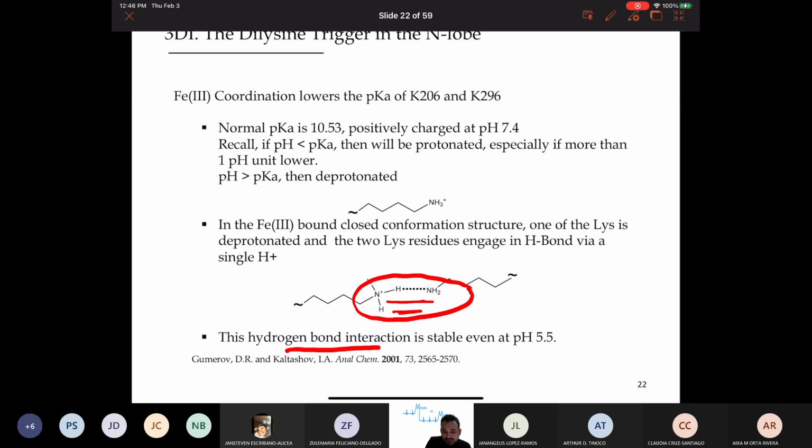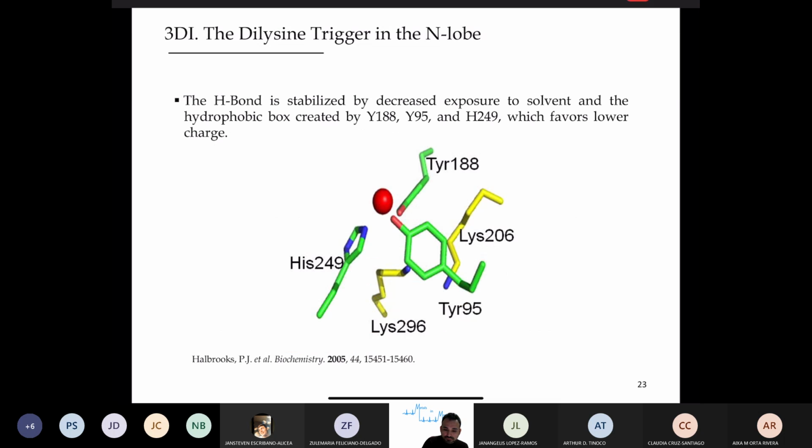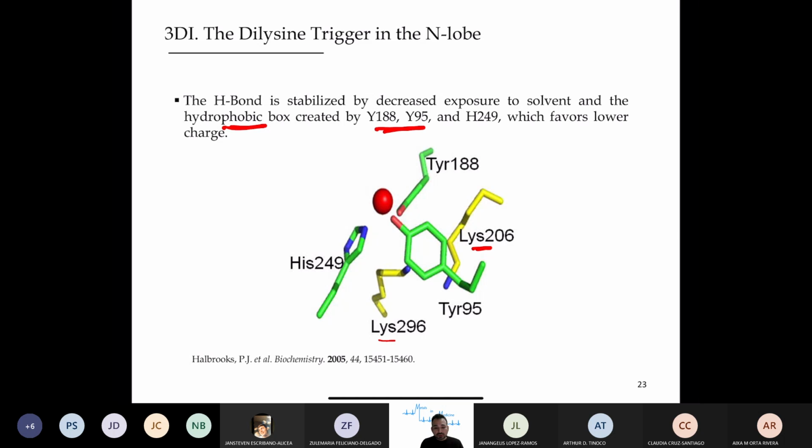And in fact, this hydrogen bond interaction is stable even at a pH of 5.5. All right, so what else is helping to facilitate this? Well, what else helps to facilitate the interaction between those lysines is a hydrogen bond interaction because of a hydrophobic box that is created by the tyrosines. So the two tyrosines and also the histidine that are available at the metal binding site. So the histidine, the tyrosine, and the other tyrosine create this hydrophobicity that also enables a stabilization of that iron center.